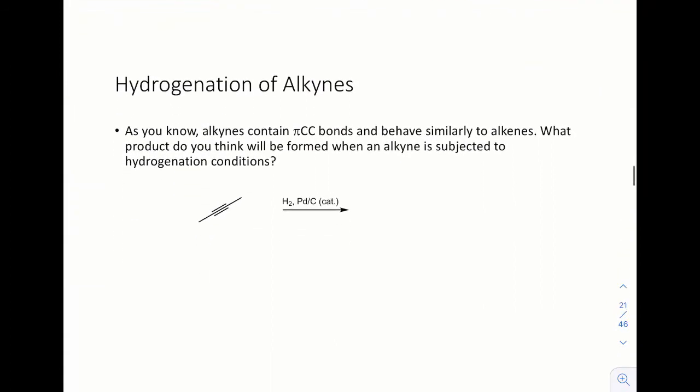the hydrogenation of alkynes. As you know, alkynes contain pi bonds and behave similarly to alkenes. What product do you think will be formed when an alkyne is subjected to hydrogenation conditions, such as the ones shown? Be sure you make a prediction. When alkynes undergo hydrogenation, an equivalent of H2 is added in a syn fashion across the two carbons of the alkyne, which are carbons 2 and 3 for this molecule, 2-butyne.